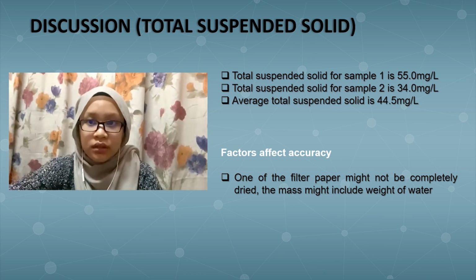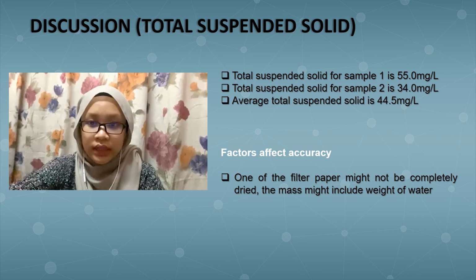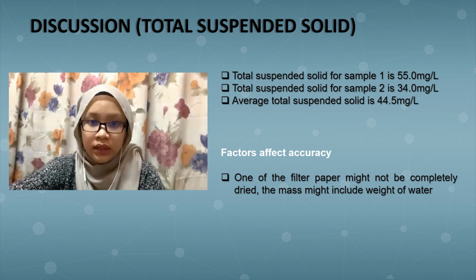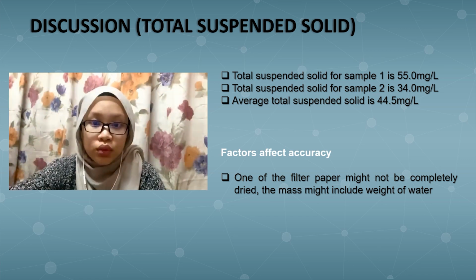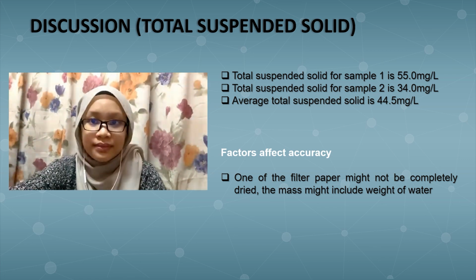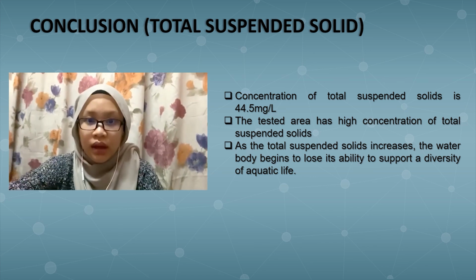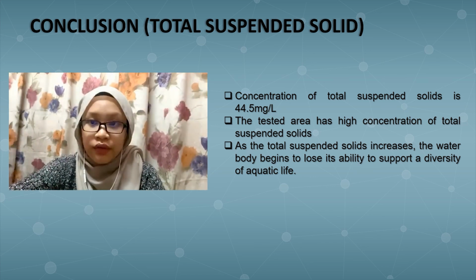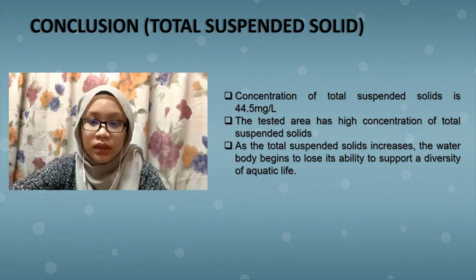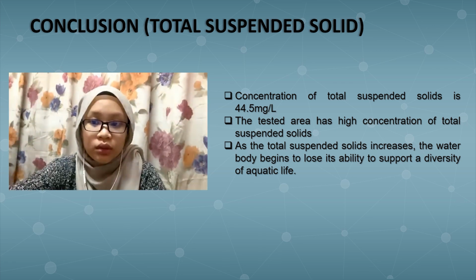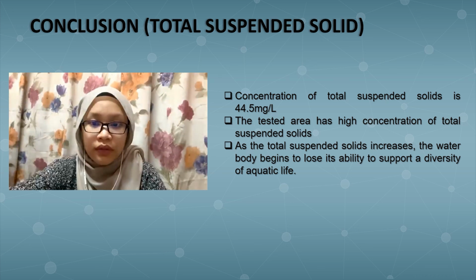Conclusion for total suspended solid. The concentration of total suspended solids is 44.5 mg per liter. The tested area has a high concentration of total suspended solid. As the total suspended solids increase, the water body begins to lose its ability to support a diversity of aquatic life.